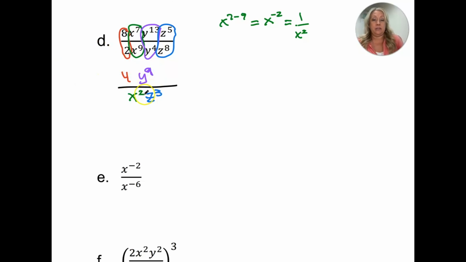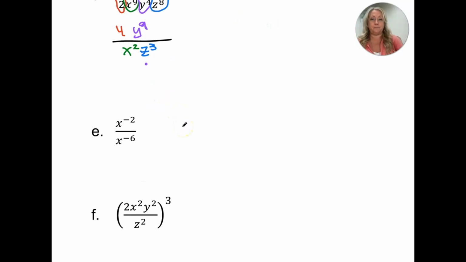All right, now we want to look and make sure that we don't have any exponents that are negative that we need to look at. And if we don't, we've got all of our variables together. We've simplified all we could there with the coefficients. So there is our answer, 4 times y to the 9th over x squared z to the 3rd. All right, so sometimes just working organized on this can really be helpful.